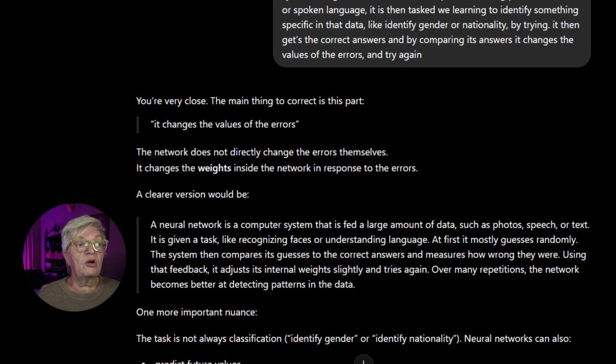A neural network is a computer system that is fed a large amount of data, such as photos, speech, or text. It is given a task like recognizing faces or understanding language. At first, it mostly guesses randomly. The system then compares its guesses to the correct answer and measures how wrong they were. Using that feedback, it adjusts its internal weights slightly and tries again. Over many repetitions, the network becomes better at detecting patterns in data.